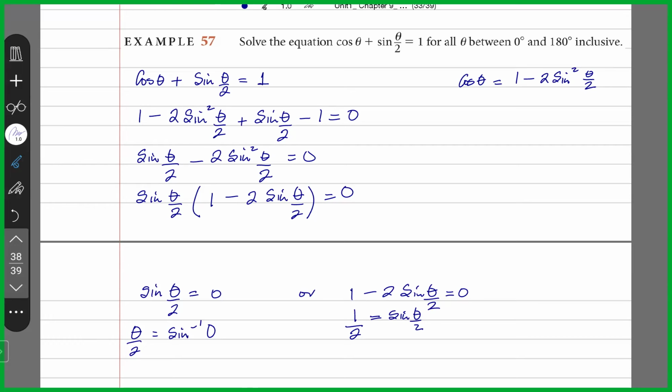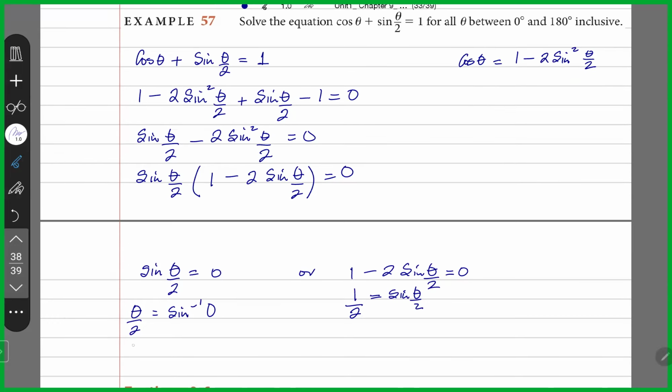So theta over 2 is equal to 0. That's first quadrant. Therefore, theta is equal to 2 times 0, which is still just 0. That is over here.